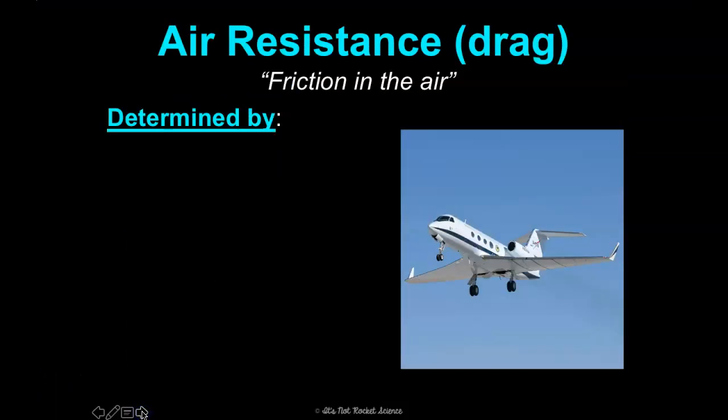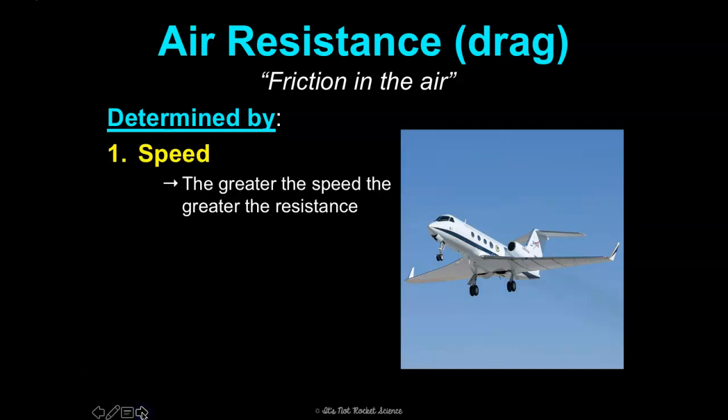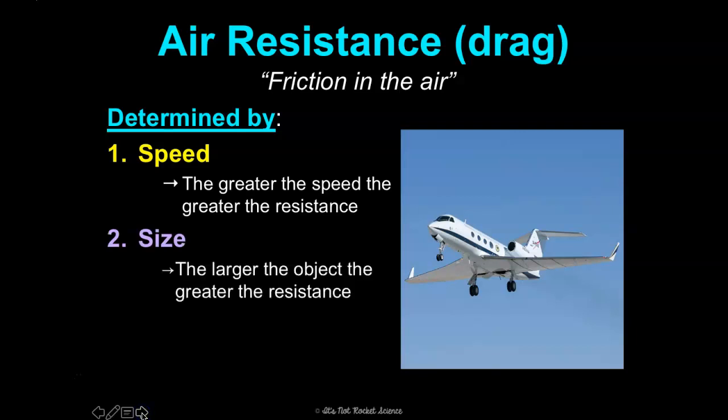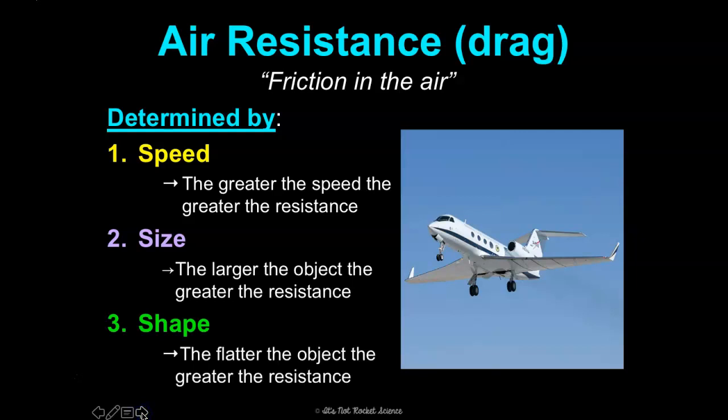Air resistance. This is friction in the air. So it is determined by speed. The greater the speed, the greater the resistance. Size. The larger the object, the greater the resistance. And shape. The flatter the object, the greater the resistance. That's why airplanes don't have flat noses, because that would be a lot of air resistance coming up against it. If you think about airplanes, you can think about this. They go fast because they're big and they all have pointy noses.